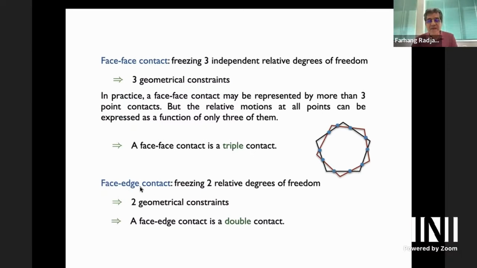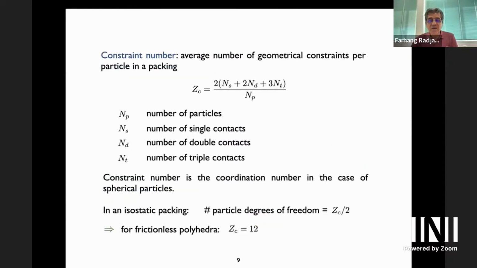In the same way, for face-edge contacts, we have 2 relative degrees of freedom, and so 2 geometrical constraints, and that's why we can call it a double contact. So we can also define a packing constraint number, which is the number of geometrical constraints per particle. Here NS is the number of simple or single contacts, ND the number of double contacts, NT the number of triple contacts, and NP the total number of contacts. And so we can define this constraint number for a packing, which of course is equal to the coordination number in the case of spherical particles.